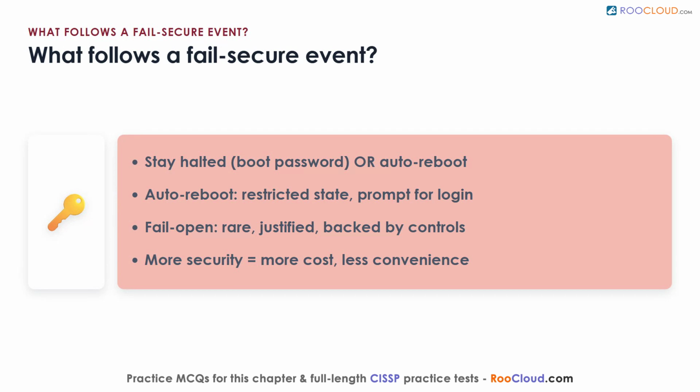Staying down forces an administrator to step in, which you can enforce with a boot password. Automatic recovery needs no human, but it must reboot into a restricted state, never auto-logging in and always prompting for credentials. Fail-open is a rare exception, sometimes justified for a lower layer of a multi-layered defense, and only after you clearly validate the business need and back it with alternative controls.